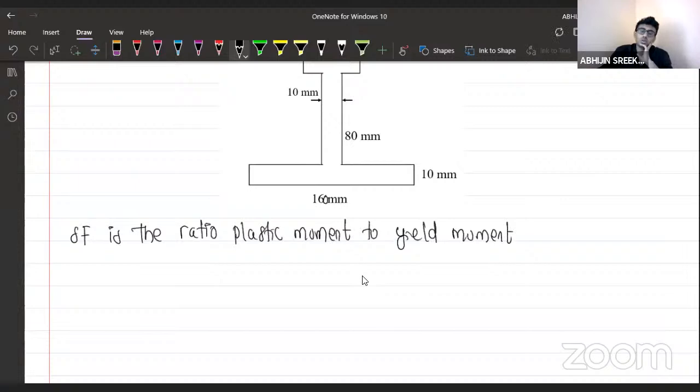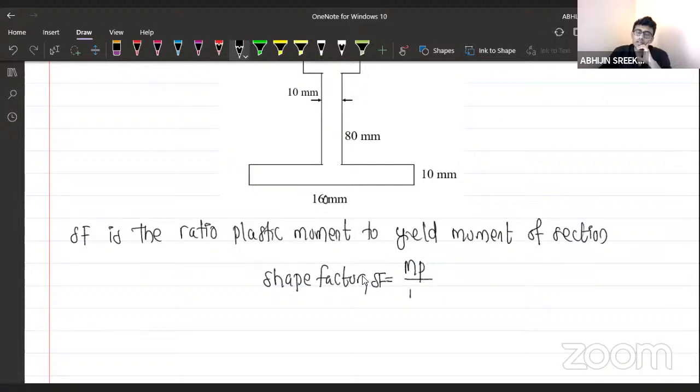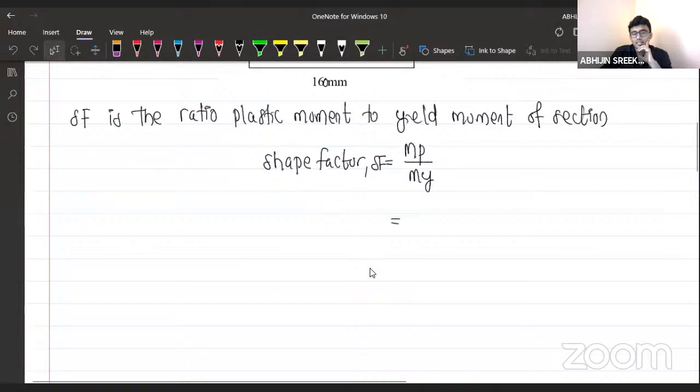Plastic moment to yield moment of the section. I'm going to denote the shape factor with the letter S or SF, which will be equal to Mp divided by My. We know My is yield stress into elastic section modulus, and Mp is yield stress into plastic section modulus, divided by yield stress into elastic section modulus.